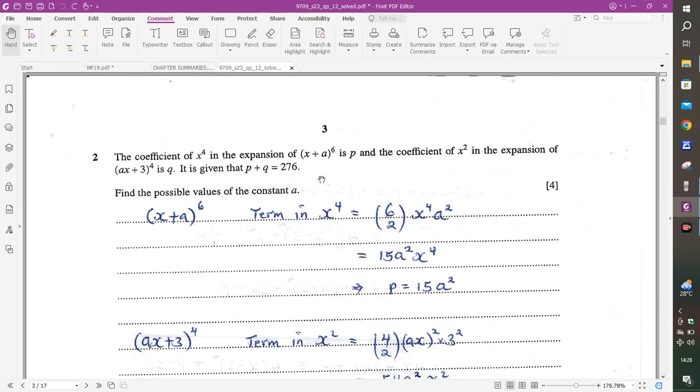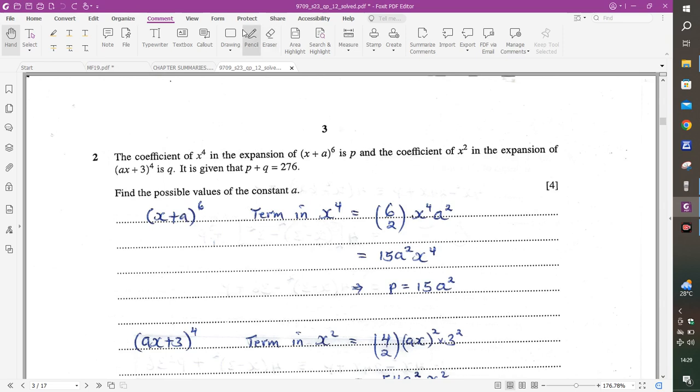Now, in such questions, you don't need to expand the whole of this (x plus a) to the power of 6, then expand and get all of those 7 terms, then pick out the term in x to the power of 4. No. This is how we do it. You just get that term which is required, the term in x to the power of 4.